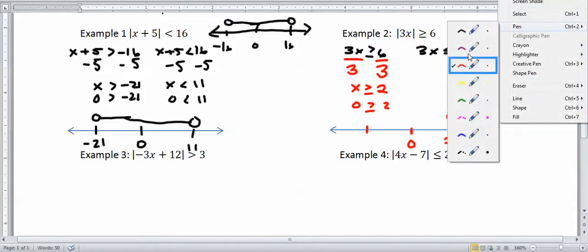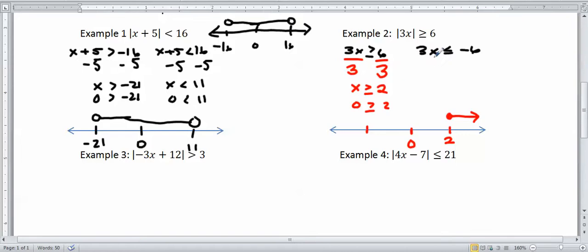Alright, so for the second one, again, you're dividing by 3. But remember, you flip the sign because you made the other side of this negative. So we got x is less than or equal to negative 2. So here on my number line, I've got my negative 2. Less than or equal to should be a closed circle. Check your 0. So is 0 less than or equal to negative 2? No. Okay, and so that's what you should have gotten.